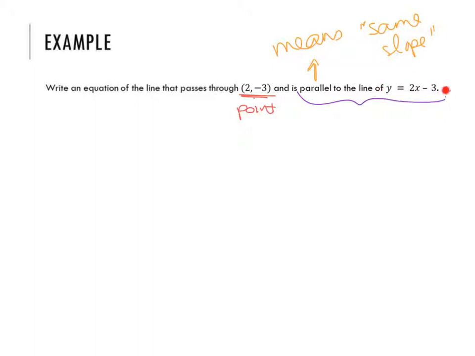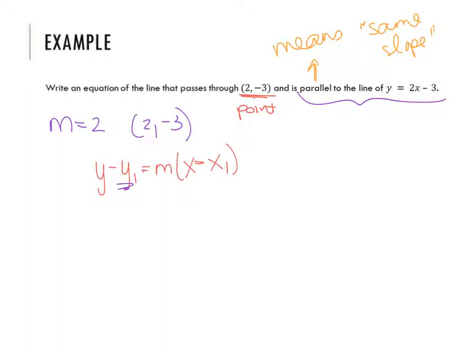Write an equation of a line that has the same slope as this line. Well, this line has a slope of 2. All right, so if I have a slope of 2 and I have a point, and again you can do either point-slope or slope-intercept. So if I do point-slope, I'm going to plug in those 3 values, 1, 2, 3.